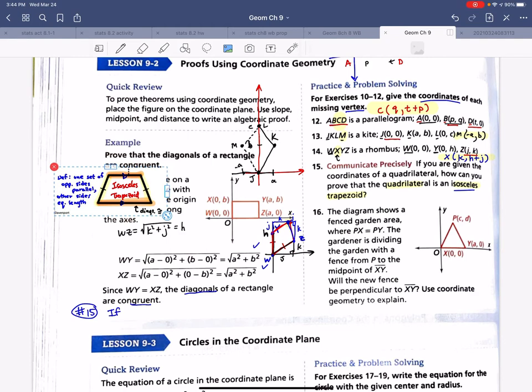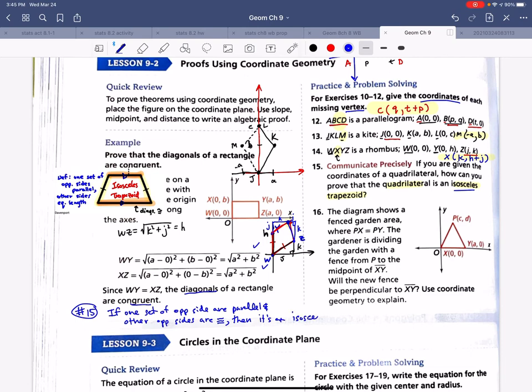So here's some notes for question. If one set of opposite sides are parallel, and other opposite sides are congruent, then it's an isosceles trapezoid. So how can we prove that? Well, we said in our notes, right, to prove things are parallel, we'd have to show same slope. And to prove that the opposite sides are congruent, we'd have to show same distance, whether with our invisible right triangle or with my distance formula.